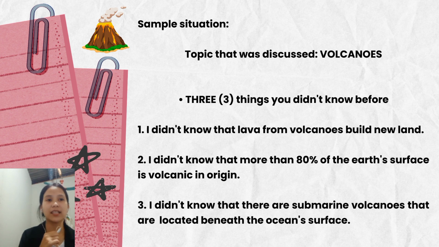For example, 3 things you didn't know before. So, mag-reflect sila, self-reflect sila, unsa nga mga things ang wala nila nabawaan before. So here, for example, about man siya sa volcanoes. So it might be nga, I didn't know that lava from volcanoes build new land. Second, I didn't know that more than 80% of the Earth's surface is volcanic in origin. Number 3, I didn't know that there are submarine volcanoes that are located beneath the ocean's surface.